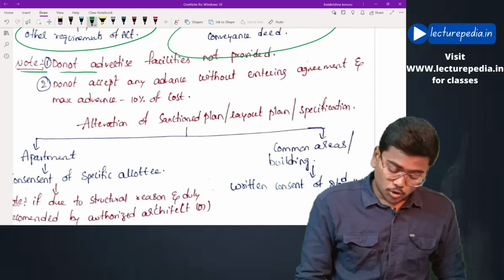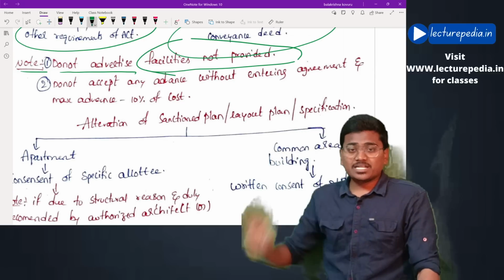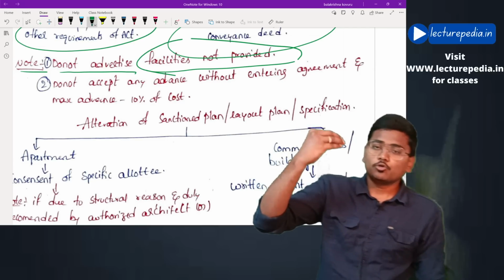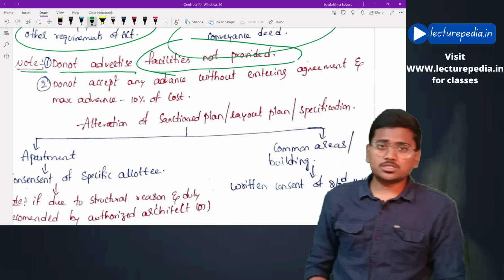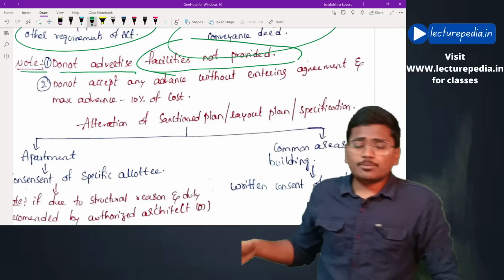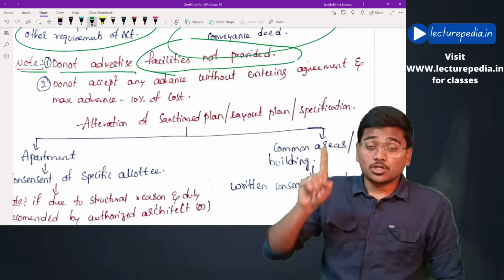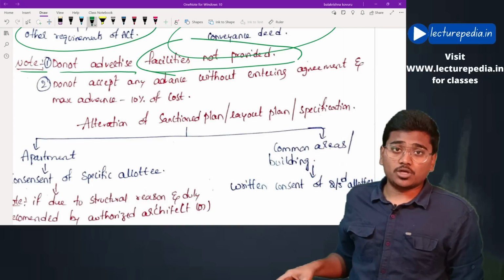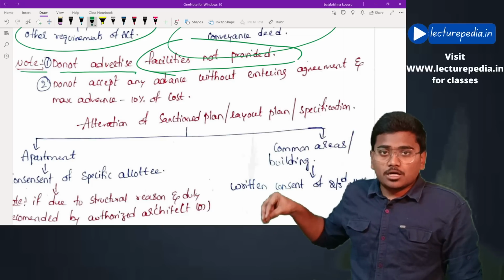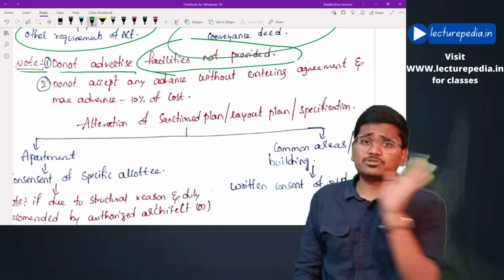Next, note: do not advertise facilities not provided for. Now you will be providing advertisements relating to promotion of the project. You will be saying that we will be providing swimming pools, a gym and various other facilities, but actually in the project you are not providing all those facilities. In that case, you should not advertise those facilities that you are not providing. You should advertise the facilities only if they are actually provided in the project. Hope this is clear. Do not advertise the facilities that are not actually provided.